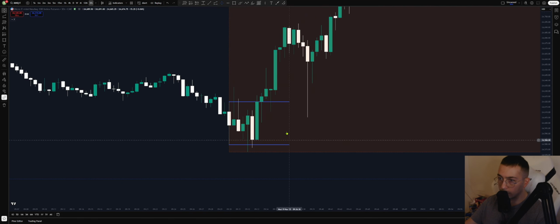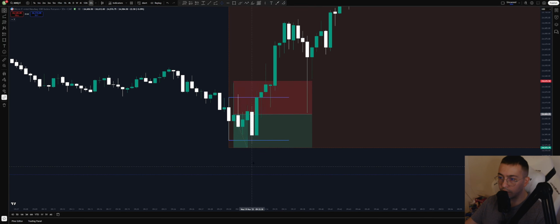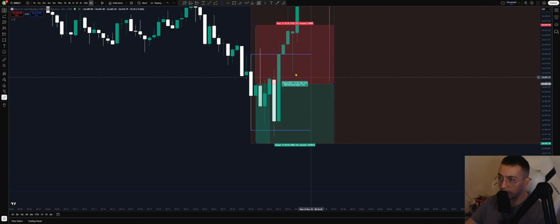Rejection away. Stop at the low. And then it hits 1R. That is a break even. Stops at the high, sorry, not at the low. That will be break even. And then it'll give you another re-entry, rejection, beautiful rejection away from the candle.